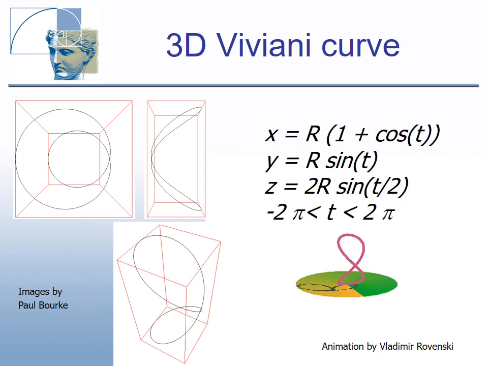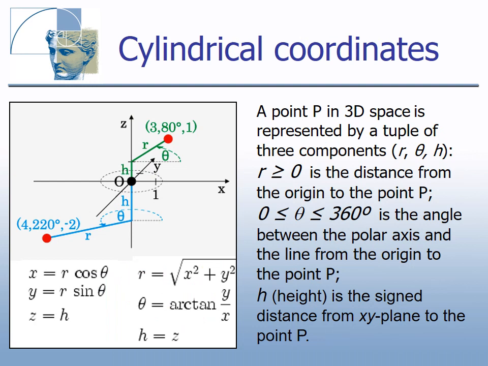Now, a few examples of three-dimensional parametric curves. Here we can see the three-dimensional Viviani curve given by parametric equations of three coordinates x, y, z and shown by its projection and even by 3D animation. To make the design of 3D parametric curves more convenient, there are special coordinate systems in 3D as well.